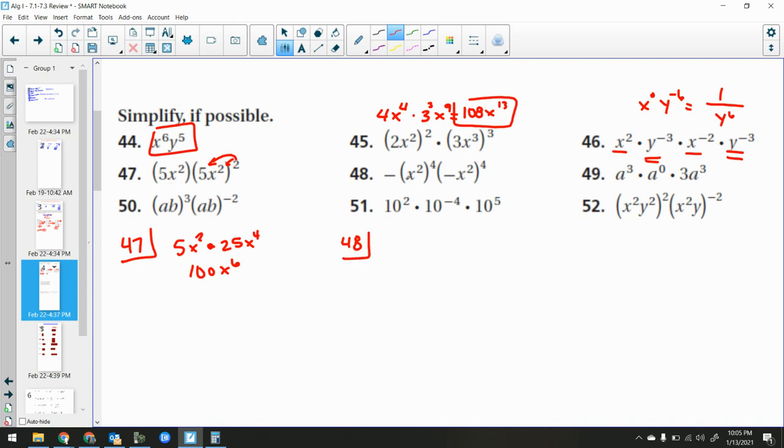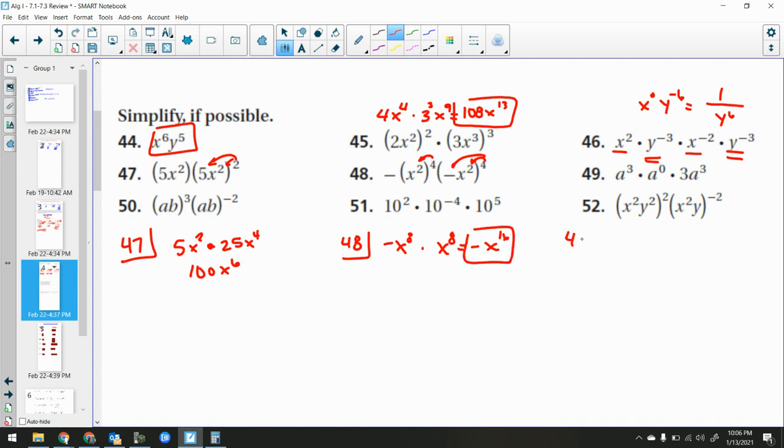Number 48, that negative stays on the outside, and this turns into x to the 8th. So negative x to the 8th times, now since I'm multiplying here, since I'm raising that all to an even power, that negative is going to go away in this case. So it's a positive x to the 8th. So that means I've got a negative x to the 16th.